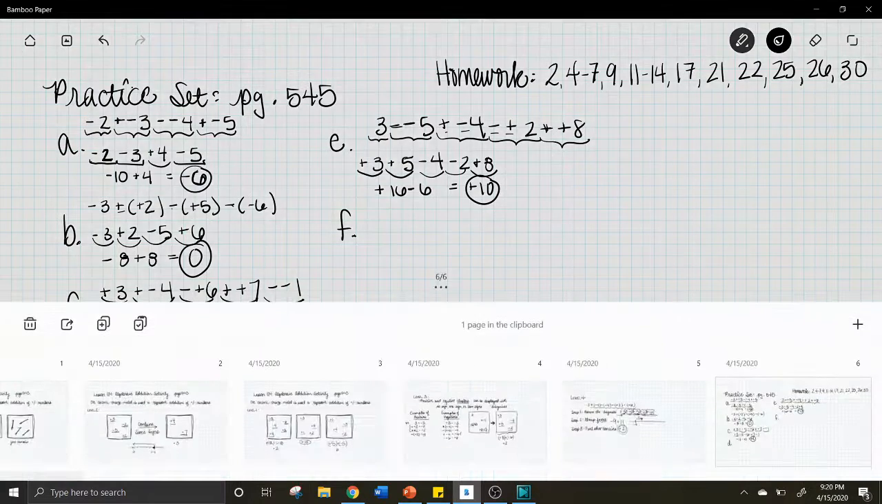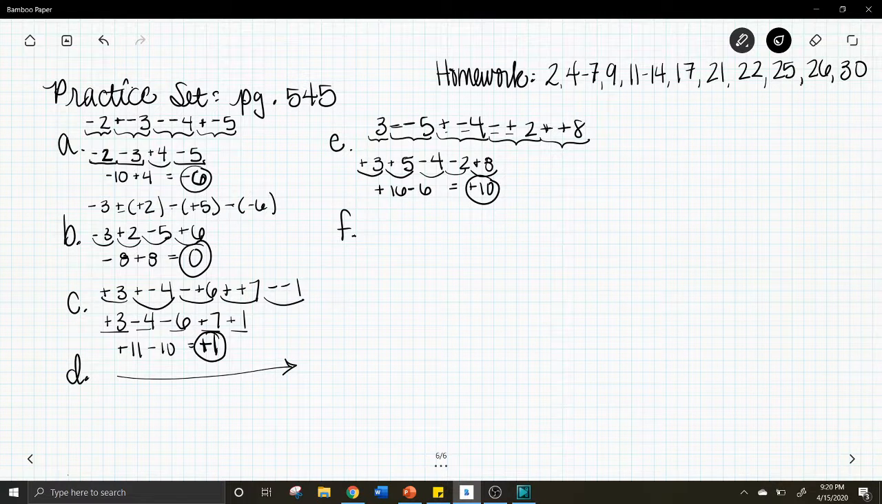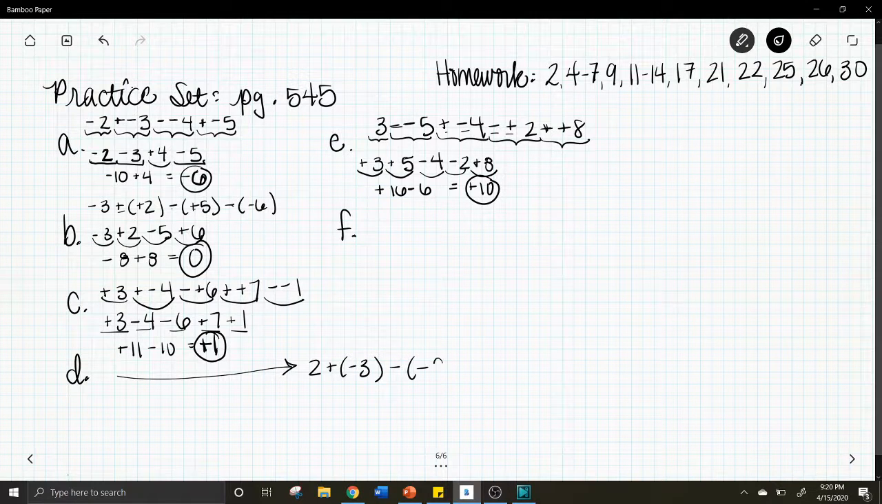Letter D. Let's work letter D over here, so we have some room. 2 plus a negative 3 minus a negative 9 minus a positive 7 plus a positive 1. First step, remove disguises.